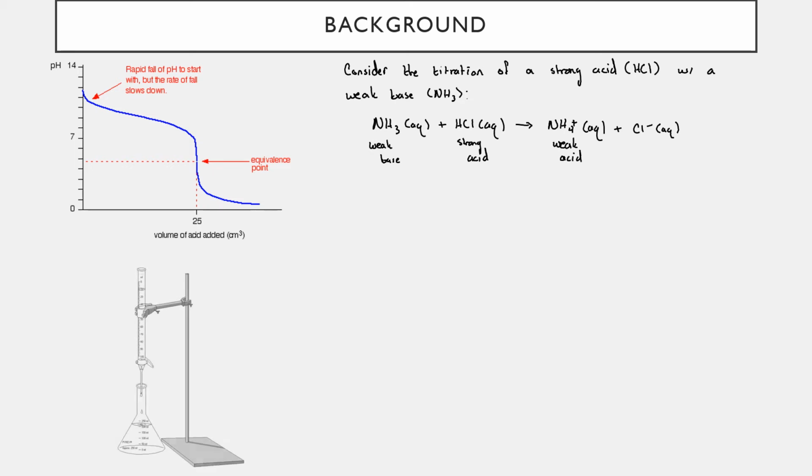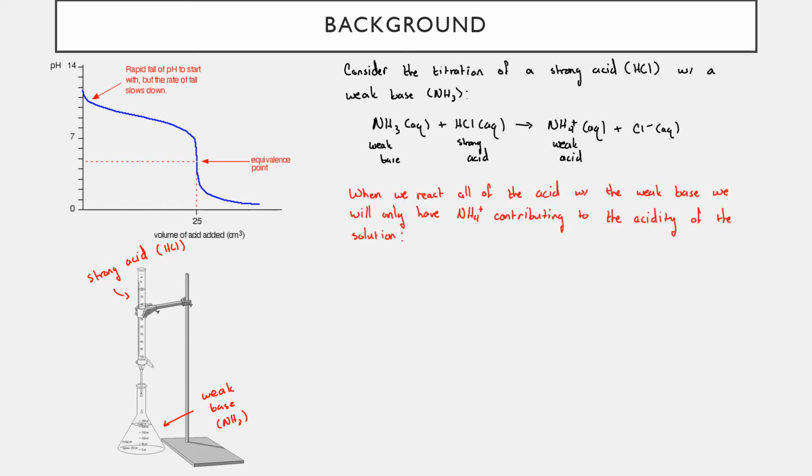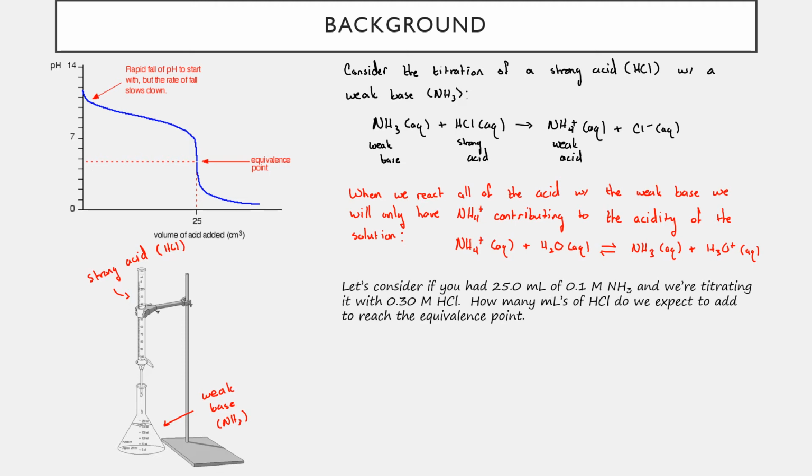more of the HCl. So in this case, notice that in the burette we have hydrochloric acid, and in the Erlenmeyer flask we have the NH3 present. So when we react all of the acid with the weak base, we will only have NH4+ present and contributing to the acidity of our solution. And so we can expect the reaction is going to be this ammonium ion, NH4+, reacting with the water to yield NH3 and hydronium ion.